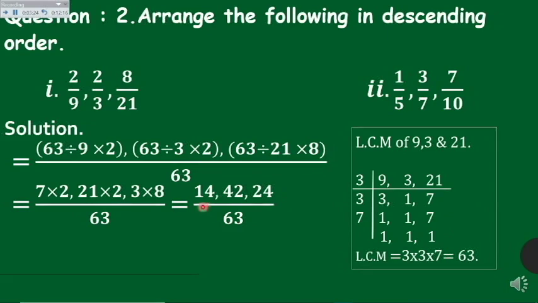Now your fractions become like fractions. How? The first fraction will be 14 upon 63, second fraction 42 upon 63 and third fraction 24 upon 63. And after arranging them, we will get 42 upon 63 is the greatest one, then 24 upon 63 and the smallest one will be 14 upon 63.